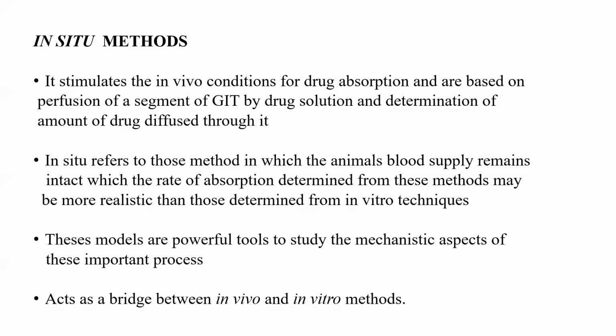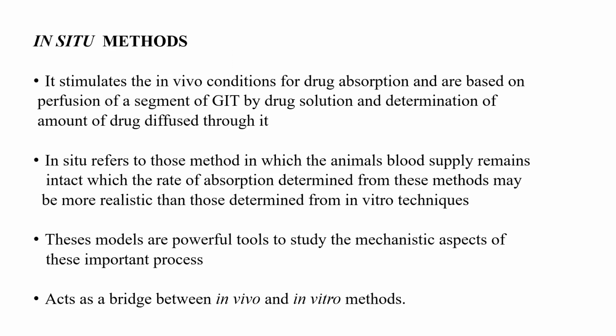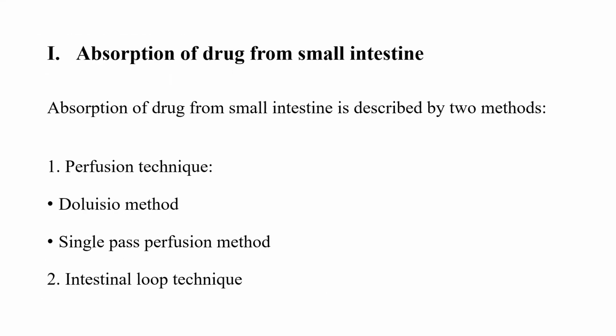This in situ method acts as a bridge between in vivo and in vitro methods. In this in situ method, there are two types. First one, absorption of the drug from the small intestine. Here it is subdivided into perfusion techniques. Under perfusion technique, there is the Doluisio method, single pass perfusion method, and the second one, the intestinal loop technique.